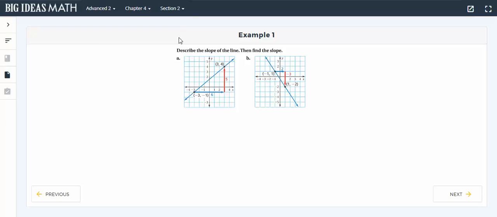Okay, in example 1, we're going to describe the slope of the line and then find the slope. So in A, the line rises from left to right, so the slope is positive.